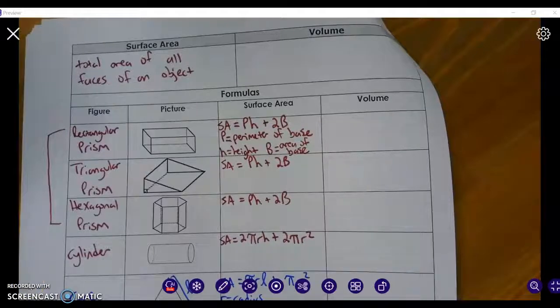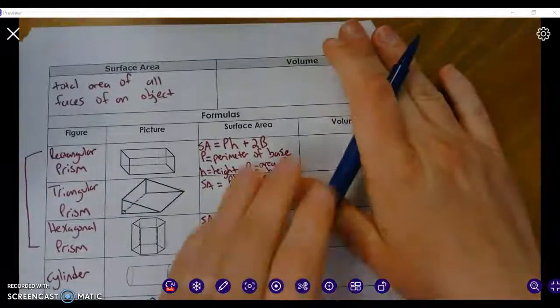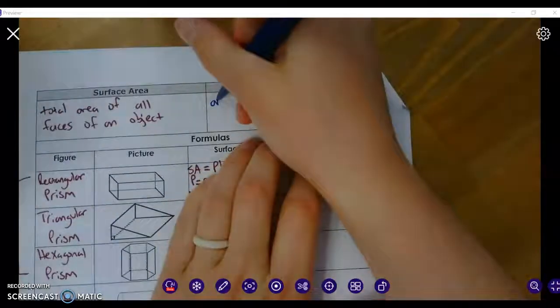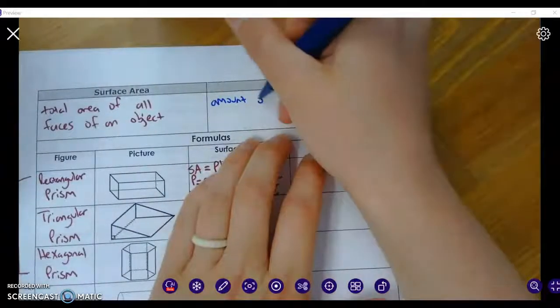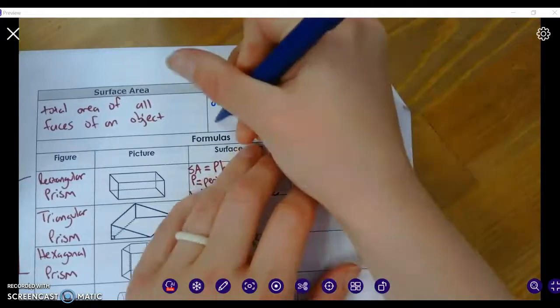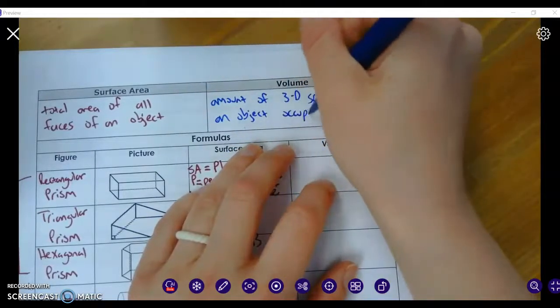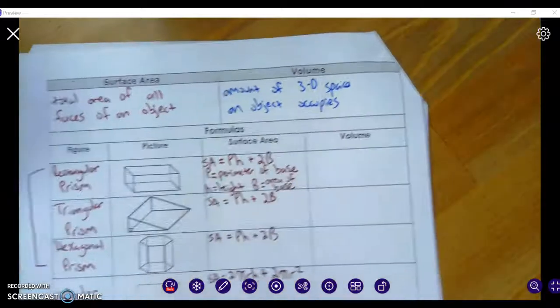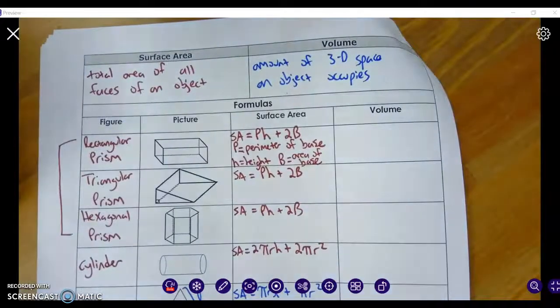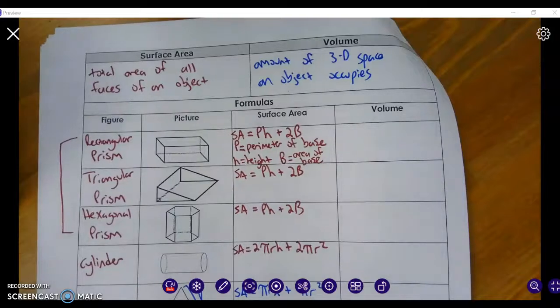All right, this is section 11.4. We're going to start into volume. So I'm on page 2. And volume is the amount of 3D space an object occupies. Okay, so this is like how much liquid I have in my coffee cup, or how much food my bowl holds, things like that.